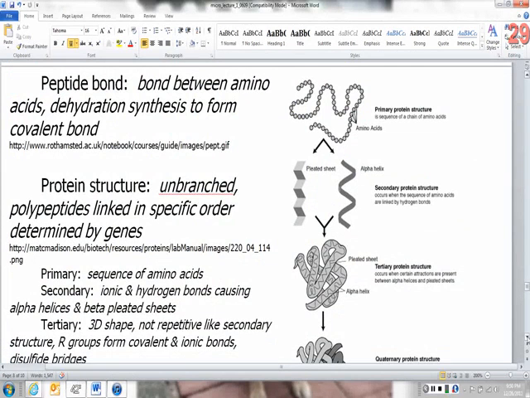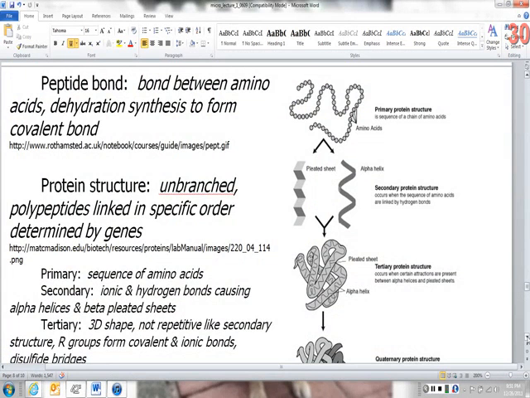Proteins are formed by the joining of unbranched polypeptide chains linked in a specific order. If the amino acids are in a specific order, they will always spontaneously fold up to form the same shape. The structure of a protein is broken down into 4 major components. The primary structure of an amino acid is the sequence of the amino acids. As long as the sequence is the same, the protein made will always form to the same shape.